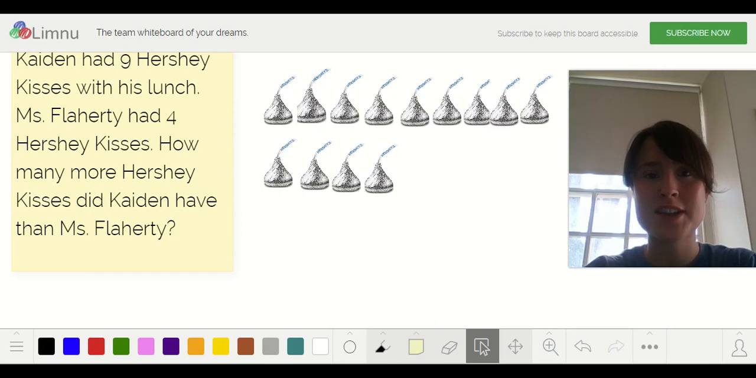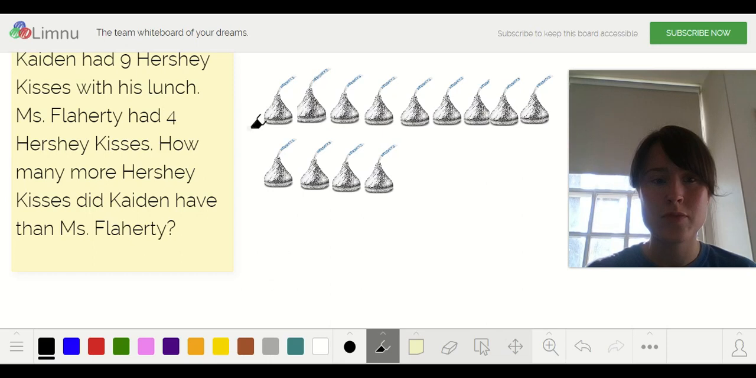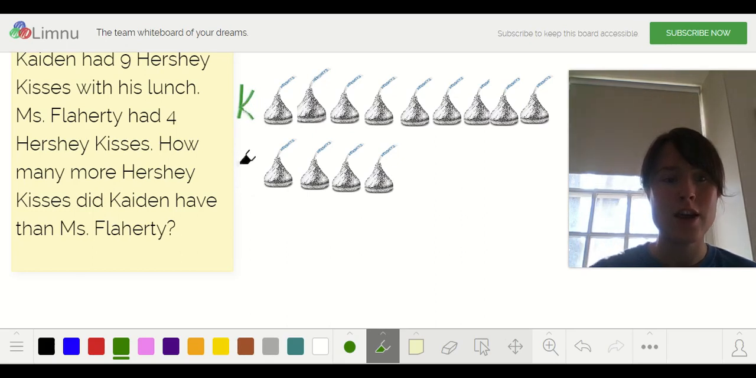Who has more Hershey Kisses? That's right. Caden had 9 Hershey Kisses, so he has more. I'm going to go ahead and label his name here. Put K for Caden, and I'll put F for Miss Flaherty.